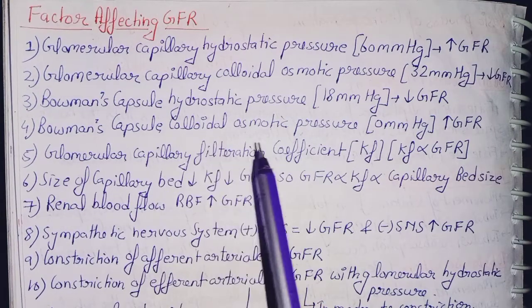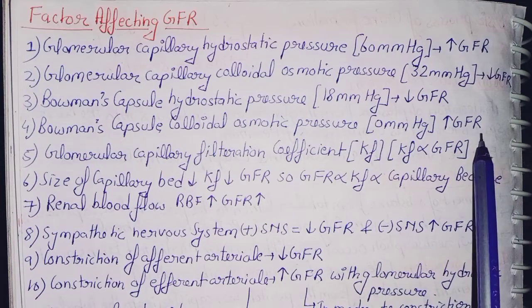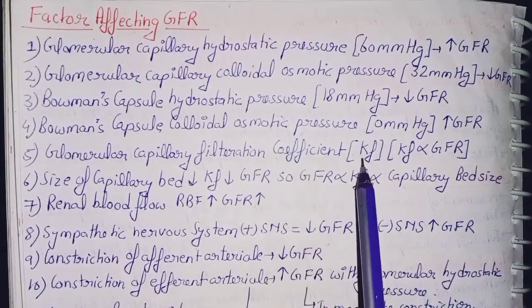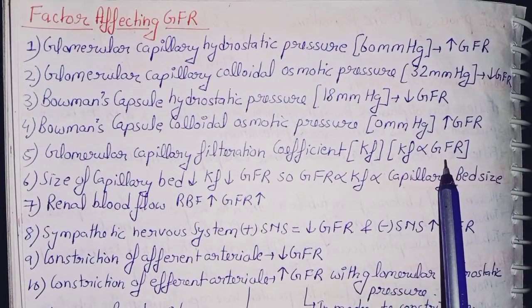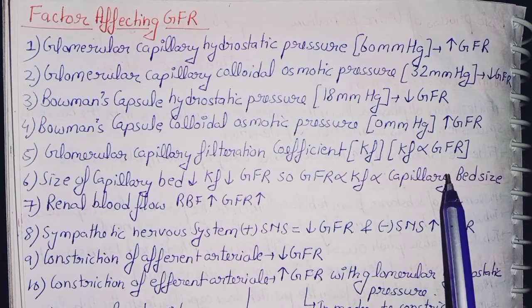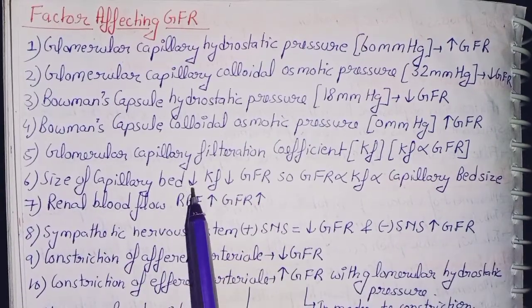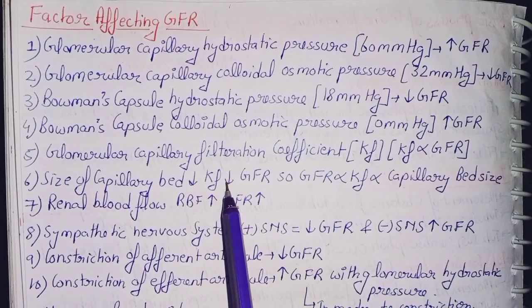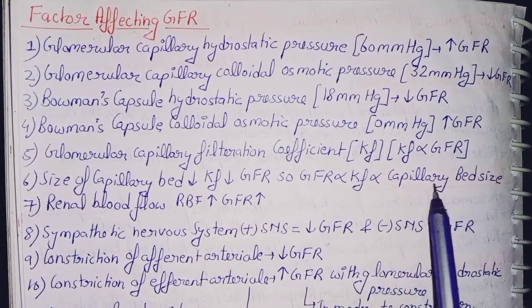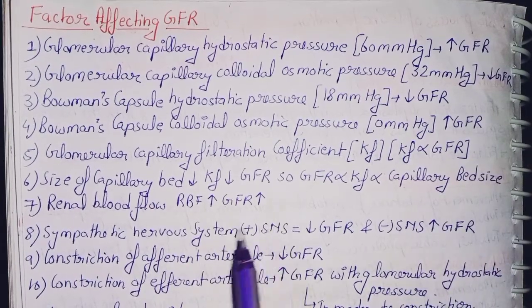Bowman's capsule colloidal osmotic pressure is 0 millimeter mercury, and it will increase the GFR, along with the glomerular capillary filtration coefficient, that is KF, which is directly proportional to GFR. So if it increases, then GFR increases, and if it decreases, then GFR decreases. If the size of the capillary bed decreases, the KF value will also decrease. So GFR is directly proportional to the KF value and also the capillary bed size. Renal blood flow will increase and GFR will increase.